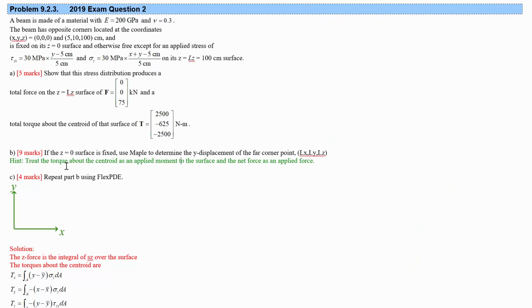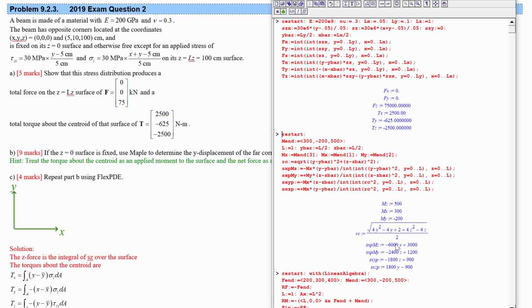Next part is taking the z equals 0 surface to be fixed and using Maple to find the y displacement only, not the x and z displacement, of the far corner point, which is at this point. A hint is to treat the torque about the centroid as an applied moment to the surface and the net force as an applied force. Normally we'd need the internal force and moment to do this. In this case, though, we've already got it.